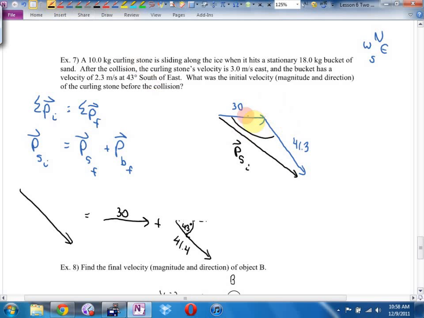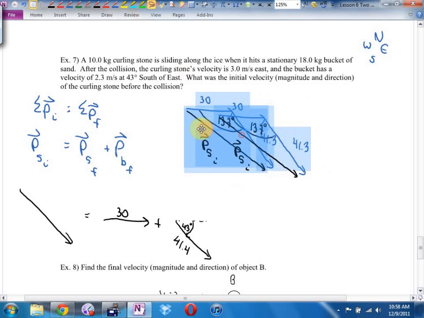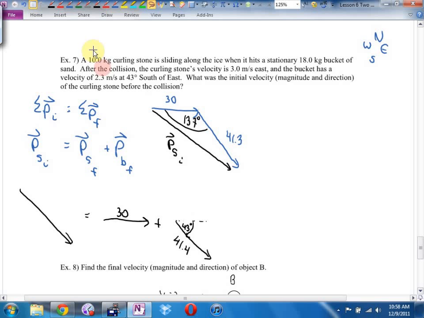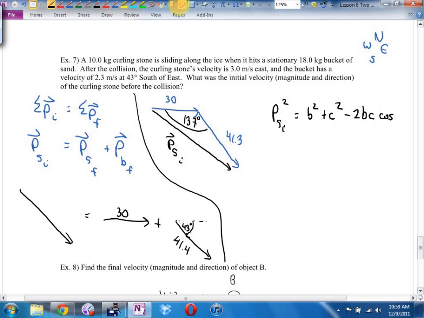And I can tell I'm going to run out of room, so bear with me while I do this. How will I find momentum of stone initial? Well, cosine law. Momentum of stone initial squared equals b squared plus c squared minus 2bc cosine. Oh, hang on, you're writing it the way that they don't like. My bad. You guys like a squared plus b squared minus 2ab cosine c. I'll be honest, I don't have the actual formula memorized. What I know is this squared equals that thing squared plus that thing squared minus 2 times that cos that. It's the angle and the side across.